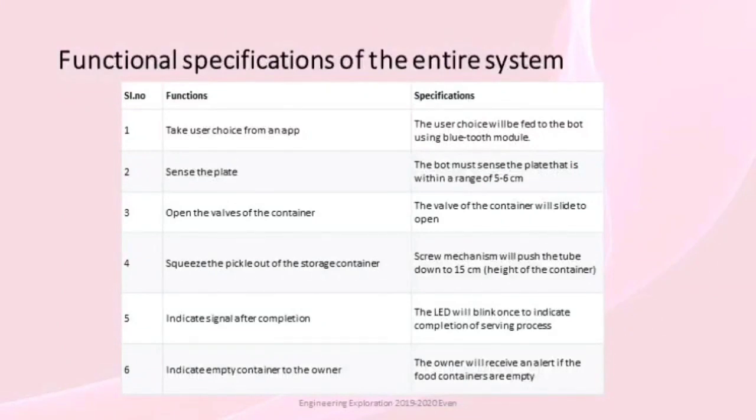These are the functional specifications of our entire model. The first function is to take user choice from an app. We'll create an app which is connected to the Bluetooth module of the system, and then the user's choice of pickle or chutney powder will be taken and served accordingly.